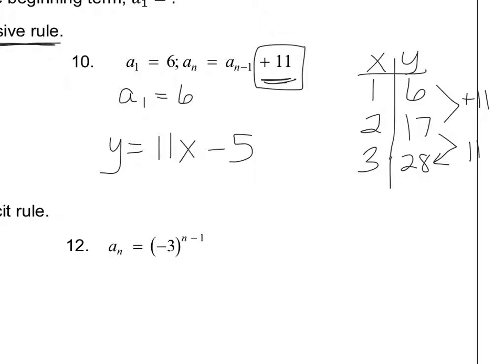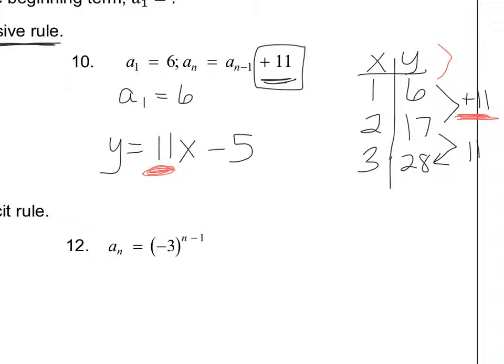Let's make sure this makes sense. We know that our table is changing by 11 each time. So our slope, our rate of change, is 11. That's what goes with the x. And then our starting point, which we can't see, if we went back 11 here, it would take us to -5. So yep, the rule that we wrote makes perfect sense.